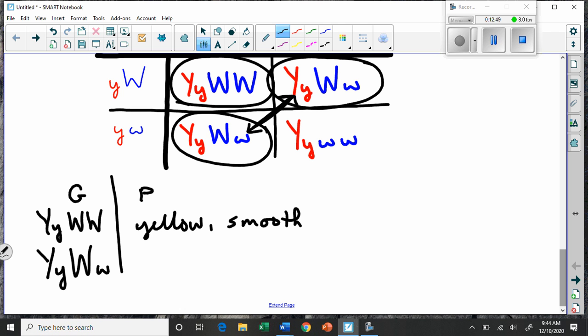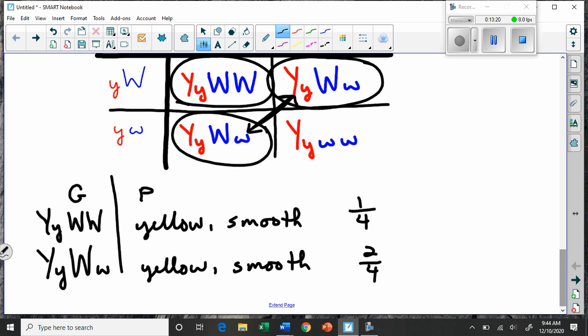That's just another possible combination. But I guess we should keep track of the possible. This one, the first one, was 1 out of the 4 possible options for the percentages. This one is going to end up being 2 out of 4 because there's 2 out of 4 ways that this will show up. It still means, though, that we'll get a yellow P because it has at least 1 capital Y, dominant, and it will also be a smooth P because the capital W makes it a smooth, dominant gene.